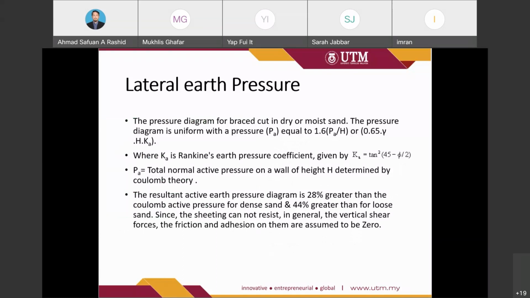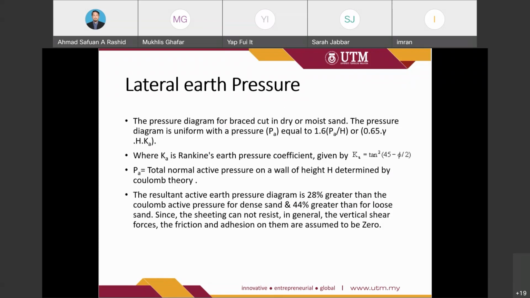So the uniform distribution for brace cut in dry or moist sand, where the pressure diagram is uniform with pressure equal to 1.6 times PA over H, or we can use the KA value, which is 0.65 times unit weight times H times KA, where KA is tan squared of 45 minus phi over 2. Where PA is the total normal active pressure on the wall, and height is determined by the column theory.